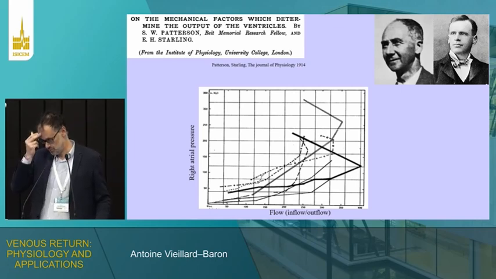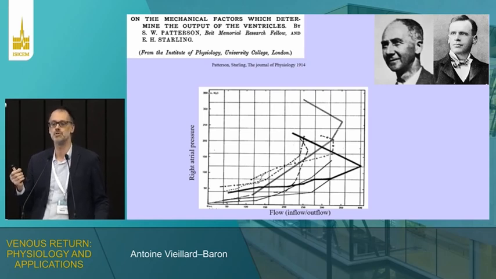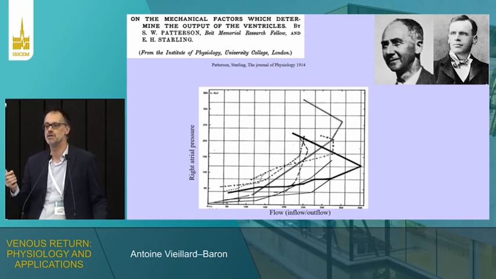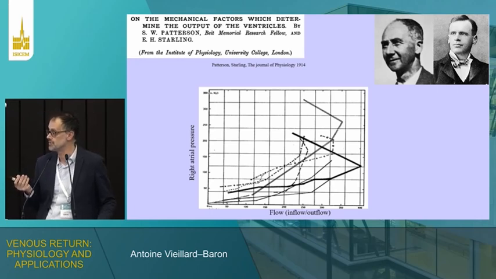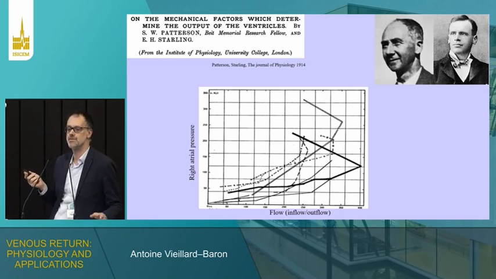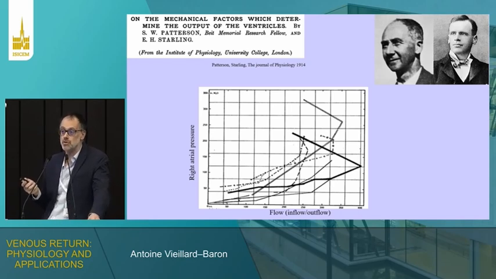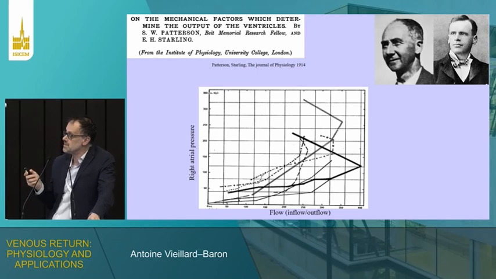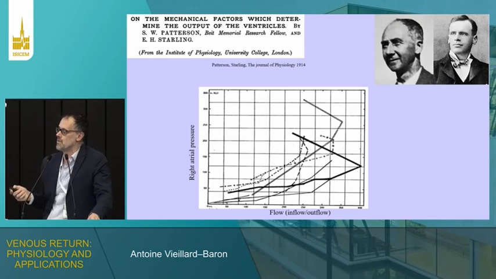Another thing, and it could also be related to the RV function, because you understand that the role of the RV is mostly to maintain the right atrial pressure as low as possible to promote the systemic venous return. But the right ventricle is very sensitive to any fluid overload, and this is also a key message of this presentation. You have here the inflow and the outflow of the right ventricle.